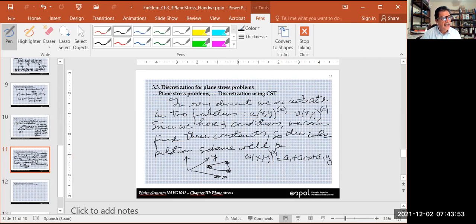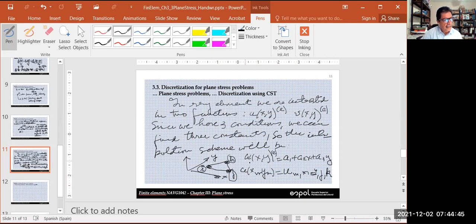So we have to force this function to recuperate the value here, here, and here. So let's call this joint, in general, joint I, this joint J, and this joint K. So what we have to find is that U at joint M, this M could be I, J, or K, has to be equal to U_M.